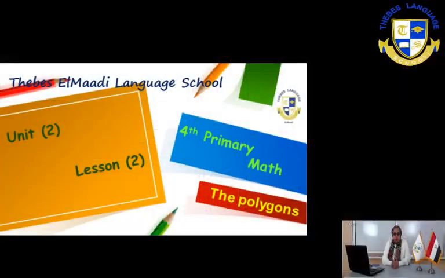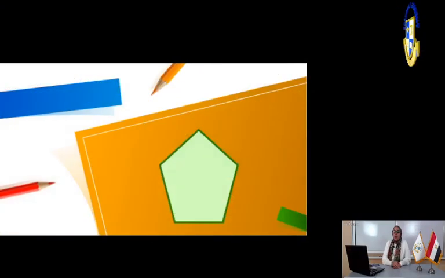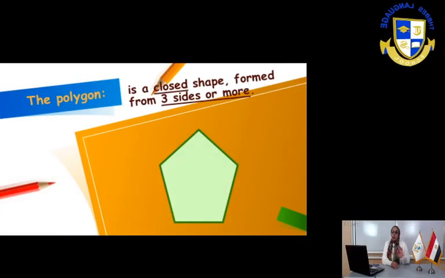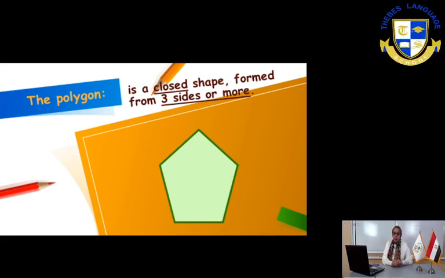Today we are going to explain the next lesson in the geometry unit, which is polygons. What are polygons? Next slide. A polygon is a closed shape formed from 3 sides or more. Any line forming the polygon, we call it a side.